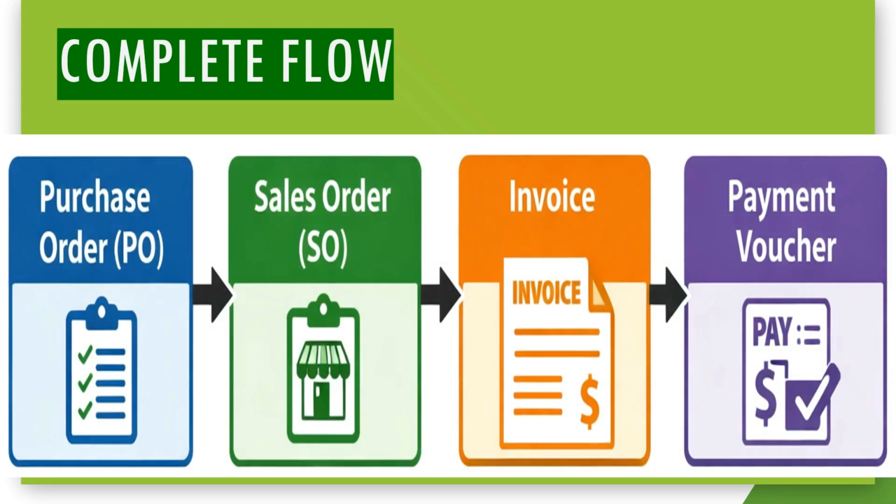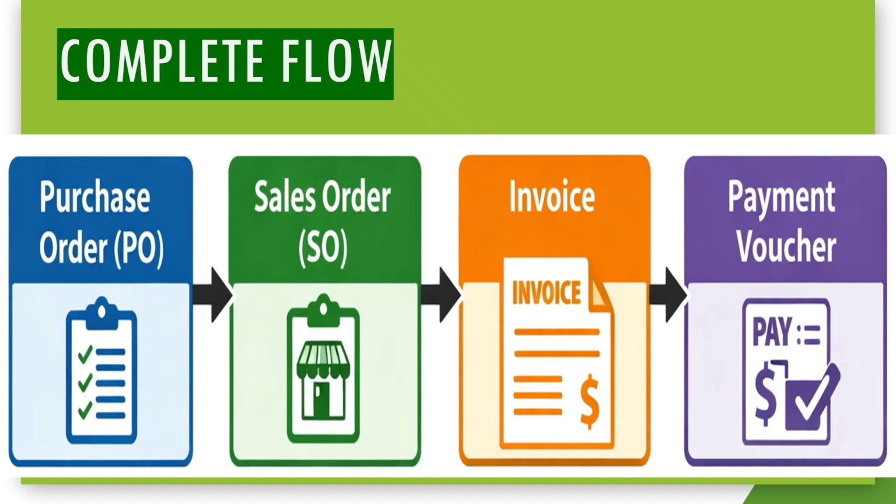This flow shows how a typical business transaction moves step by step from request to payment. It starts with a PO, which is created by the buyer to formally request goods or services and confirm internal approval. The seller then issues an SO to acknowledge and accept that request under agreed terms.